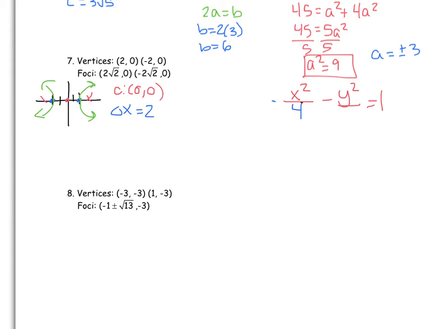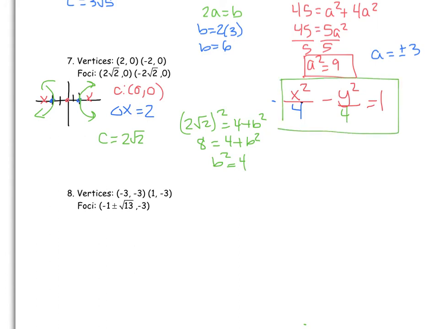2 root 2 is a little bit more than 2, and that tells me that c, the distance from the center to the focus, is 2 root 2. So now I'm going to plug in 2 root 2 squared equals a squared, which I can just already write as 4, plus b squared. 2 root 2 squared is 4 times 2, which is 8. So I'm getting that b squared is also 4. That gets plugged in underneath y. So same procedure as what we did earlier, it's just that you have a little bit uglier numbers with those 2 root 2's.